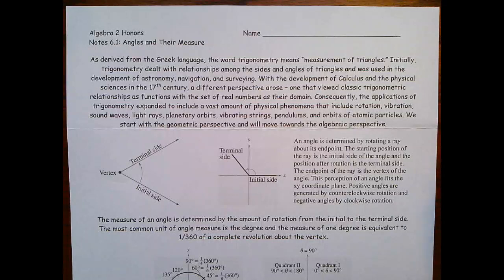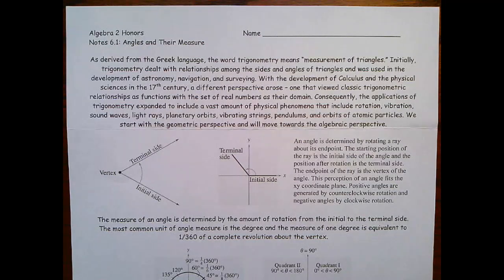So note 6.1, angles and their measure. As derived from the Greek language, we know trigonometry means the measurement of triangles. Initially, trigonometry dealt with relationships amongst the sides and angles of triangles, and this was used in the development of astronomy, navigation, and surveying. So that last video that we saw was right triangle trigonometry, all the things that you could solve with right triangles.